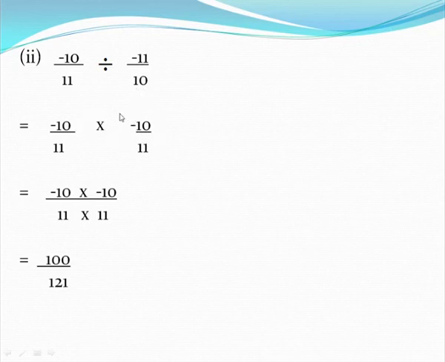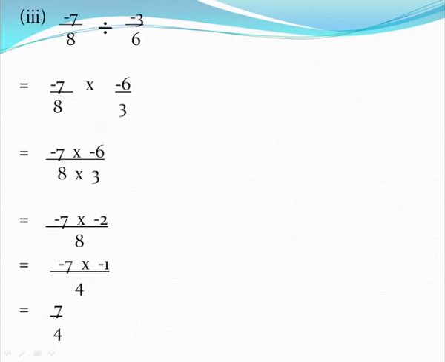Now multiply numerator with the numerator, that is negative 10 multiplied by negative 10 in the numerator and 11 multiplied by 11 in the denominator. Now negative will become positive and 10 tens are 100. So the numerator will become 100 and 11 11s are 121. The denominator is 121.